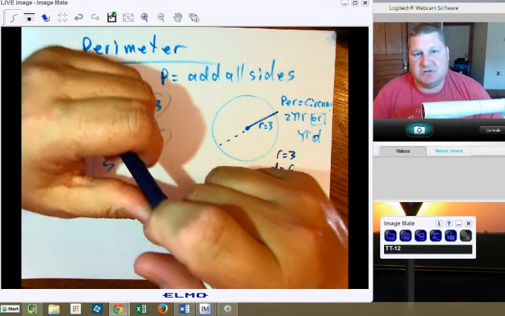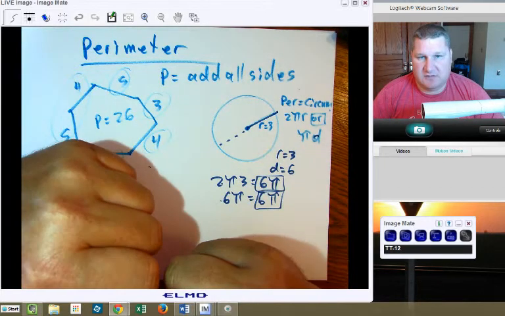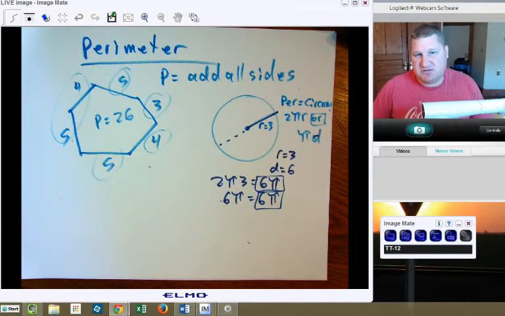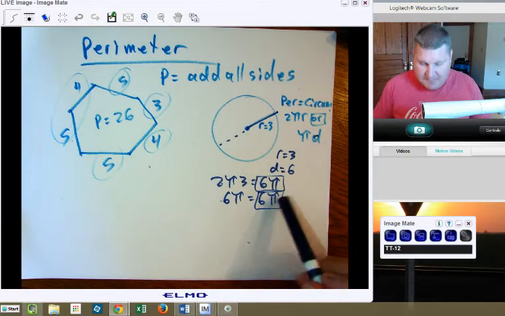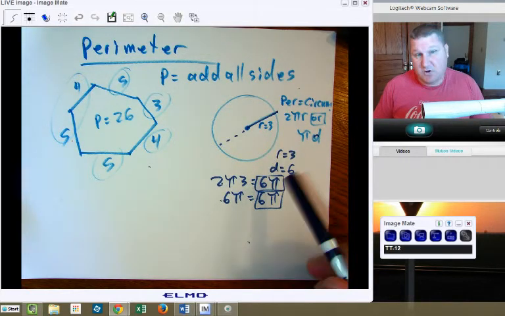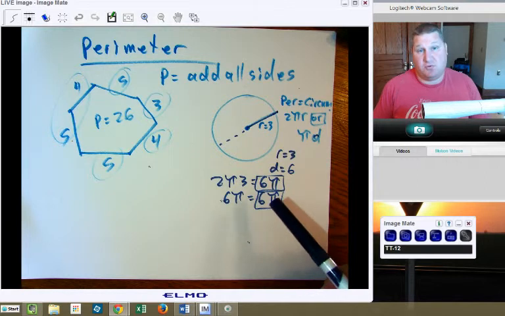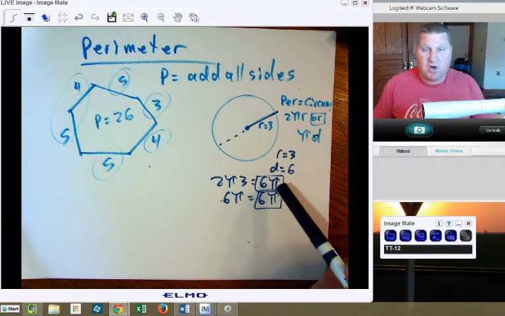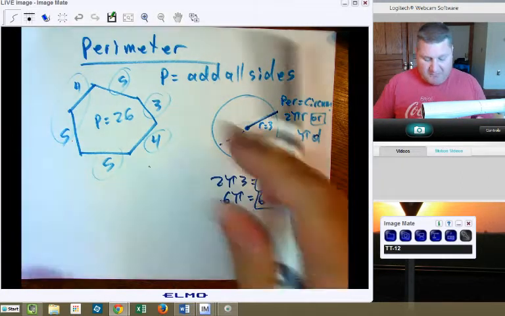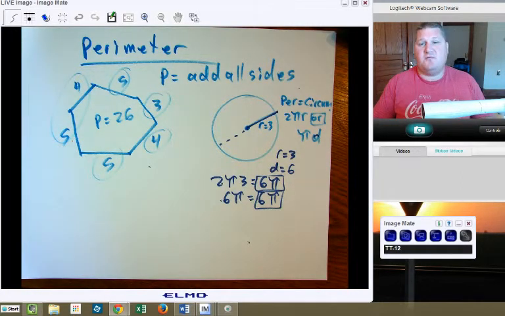Do not give me a decimal unless I specifically tell you so, because pi is an irrational number, and any attempt to do anything with pi besides the pi symbol means it is nothing more than an approximation and estimate. And we're looking for exact values because we're in big boy math class. So make sure everything stays in terms of pi's when you're talking about circles unless otherwise specified. So we have perimeter, and that perimeter could be for any figure.